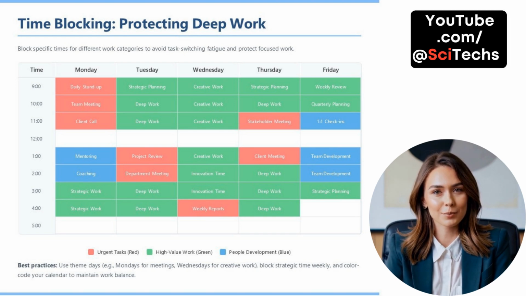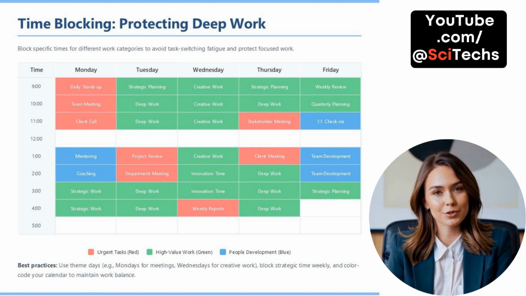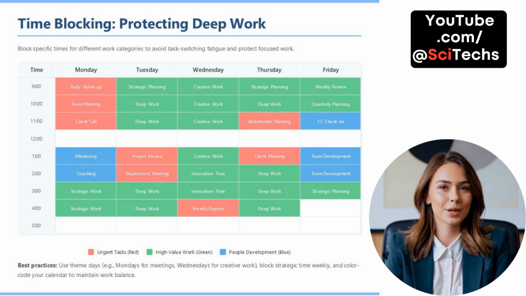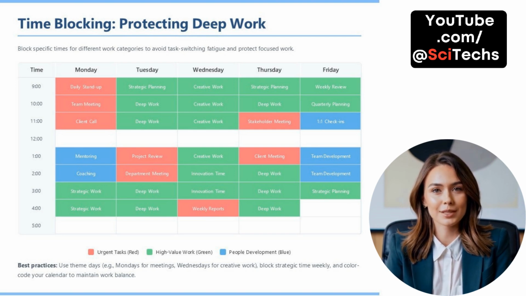Theme days are also powerful. Dedicate Mondays to meetings, Wednesdays to deep creative work, and Fridays to reviews or planning. Blocking time weekly for strategic work ensures it doesn't get crowded out. This structure supports better work-life boundaries and improves mental clarity. Time blocking is more than calendar decoration. It's a system to protect your cognitive bandwidth for the work that truly moves the needle.